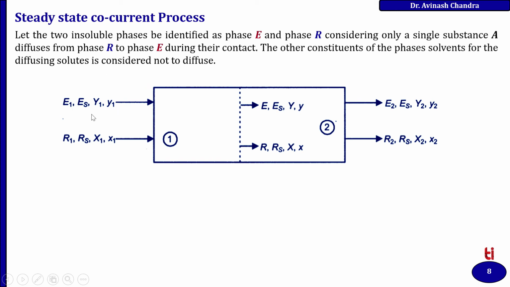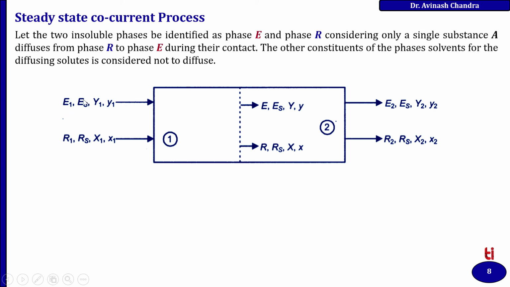These systems consist of only a single component, and the component is diffusing from stream R to phase E during their contact. The other constituents, the solvents for the diffusing solute, are considered not to diffuse. So only one component is diffusing from here to here. This is position 1, this is position 2. These quantities E1, R1 are the flow rates.